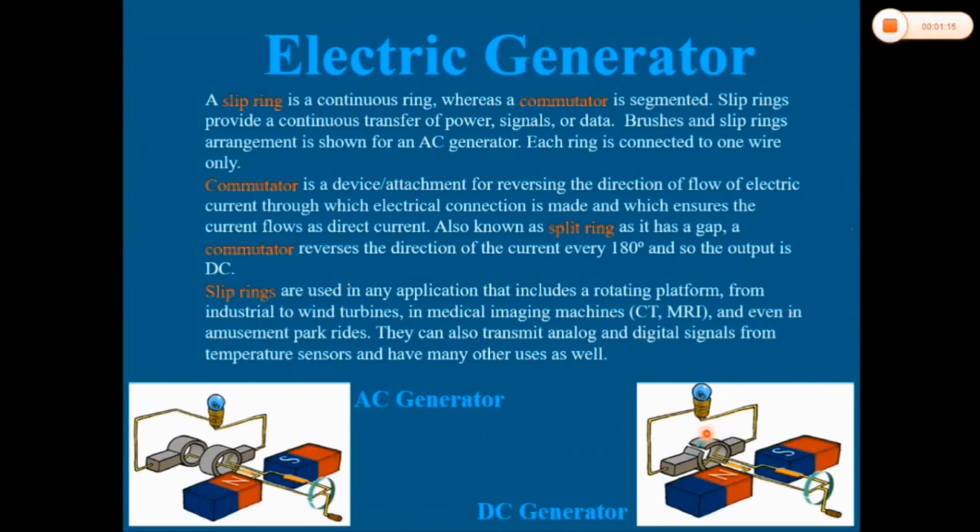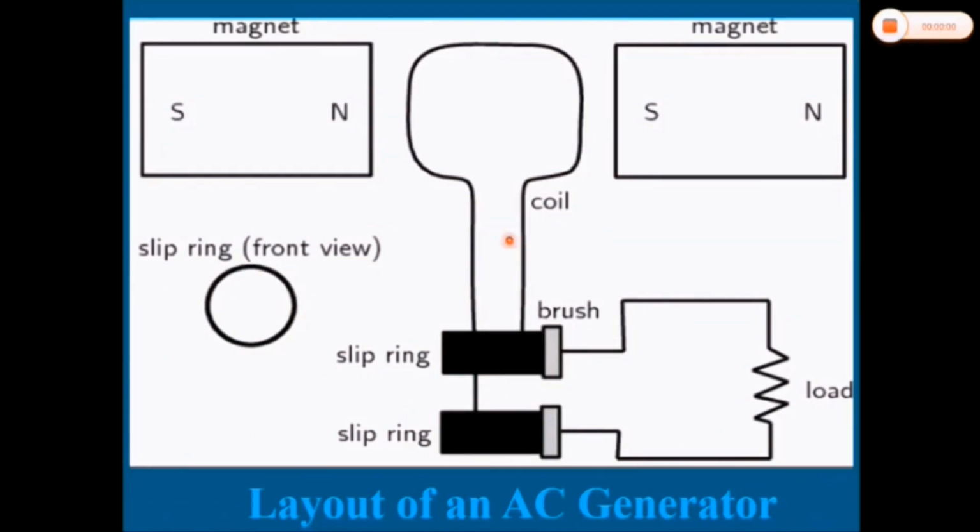Slip rings are used in any application that includes a rotating platform, from industrial uses to wind turbines, in medical imaging machines like CT and MRI, and even in amusement park rides. They can also transmit analog and digital signals from temperature sensors and have many other uses as well. Now, this is a layout of an AC generator. See these slip rings, these are carbon brushes, and this is the front view of a slip ring.